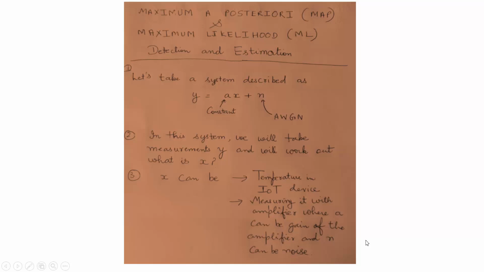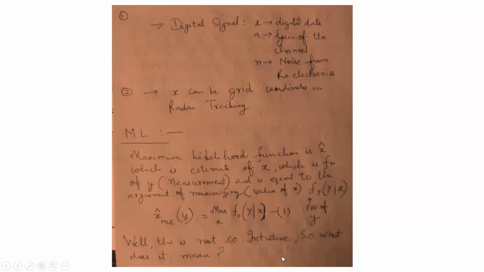X can also be measured with an amplifier. So what we are doing is measuring the temperature from an IoT device, and we are amplifying it, which is what A specifies here. A may be the gain of the amplifier, and N can be the noise in the amplifier, right? Another example: X can be some digital data. In that case, A will be the gain of the channel and N will be the noise from receiver electronics.